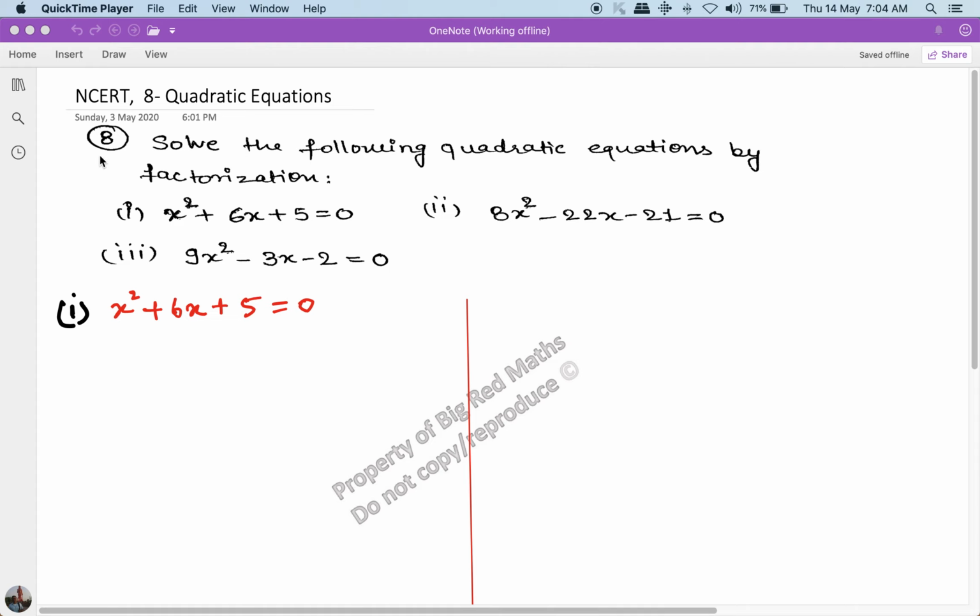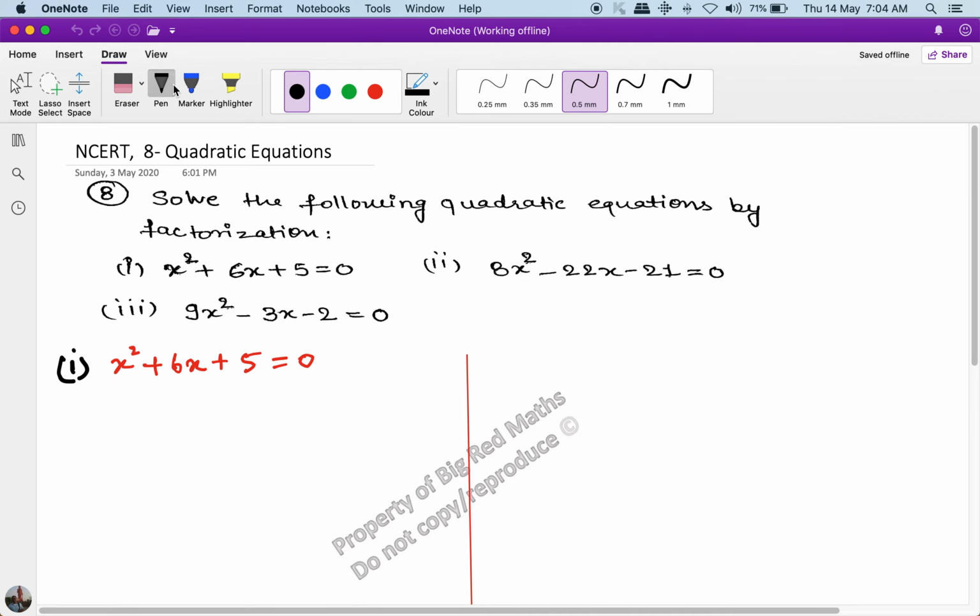Okay, let's start solving this one. The question says solve each one of these questions by the factorization method.